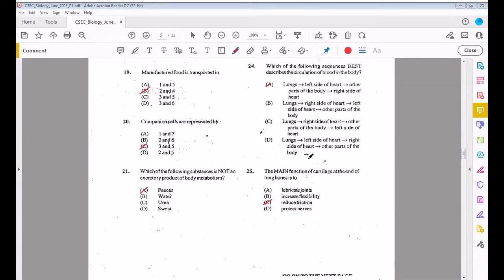24. Which of the following sequences best describe the circulation of blood in the body? The answer is A. So from the lungs to the left side of the heart, this is where the oxygenated blood is going to go. Then it's going to be pumped out of the heart to the other parts of the body. Then after it makes its rounds and it's deoxygenated, it comes back via the vena cava to the right side of the heart, where that whole process would happen again, with it being sent to the lungs. So 25, the main function of cartilage at the end of long bones is to C.